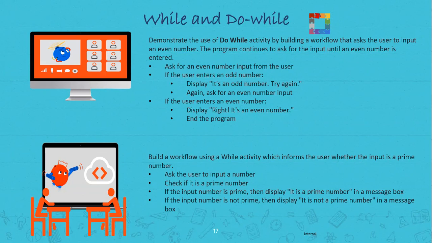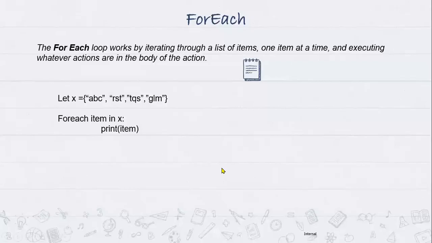Okay, so it has all the answers. I'm sorry. So this is your while and do while loop. You can create it also with the help of the same activities. Okay. Now let's switch to the for each.